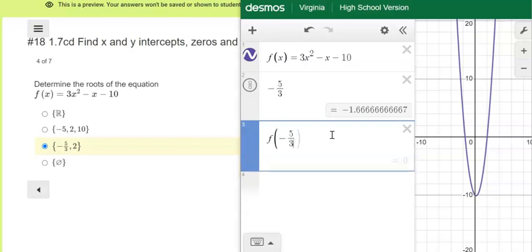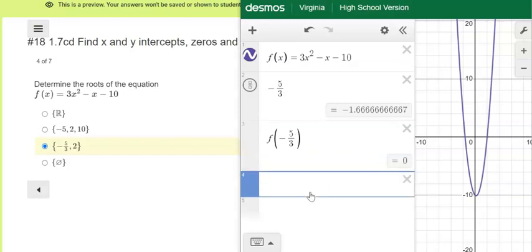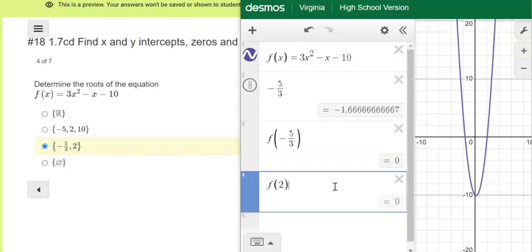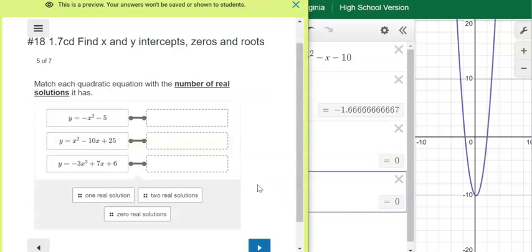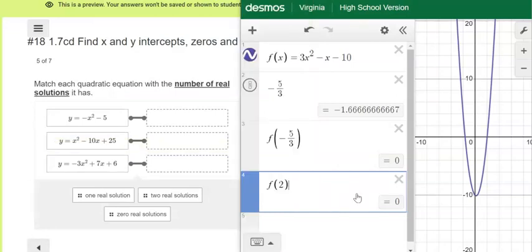Also, another way you can check it is if you plug it in directly into my function, it should produce a 0. Okay, so when I plug in -5/3, it gives me a 0, and if I plug in 2, it also gives me a 0. That's how I know those are the roots. And even for the zeros, they're the same thing.